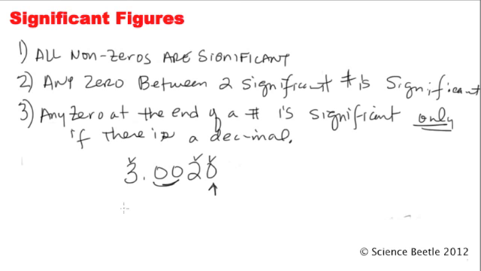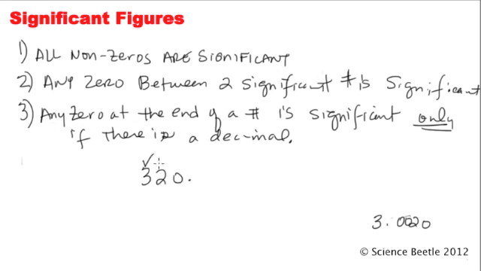So for this example, let me just write it over here so we don't lose it, 3.0020. We'll come back to this number in a second. But for now, let me write this other problem down. So 320. In this example, we know that 3 is significant because it's a non-zero. The 2 is significant because 2 is a non-zero. But the 0 in this case is significant because of the presence of the period. Because of that period, or that decimal, we know that this 0 is significant. So the total count here is going to be a 3 sig fig count.